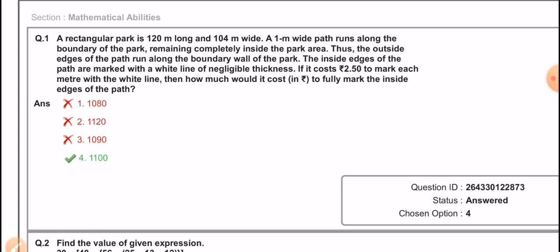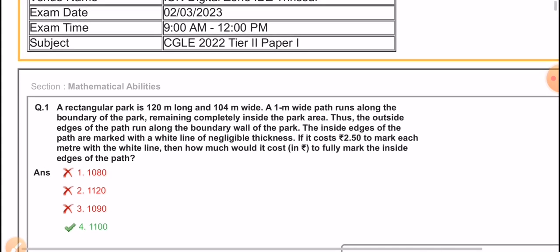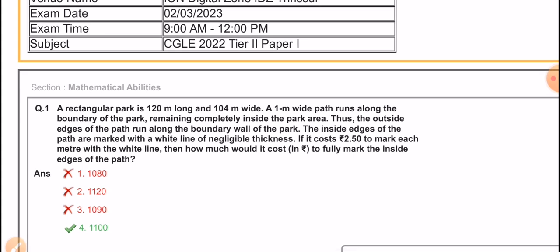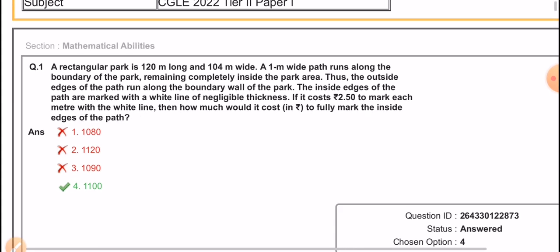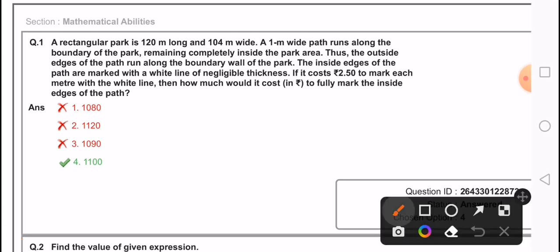So this is the first paper, you can see this is on 2/3/2023 in the first shift. So let's start with the maths problem. Let us go to the first question.